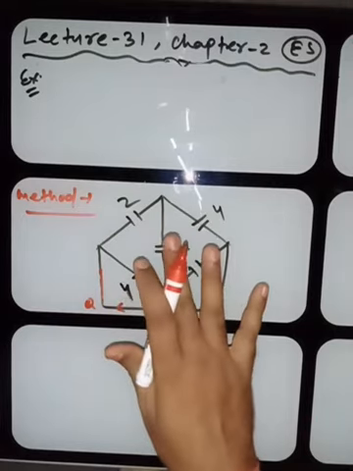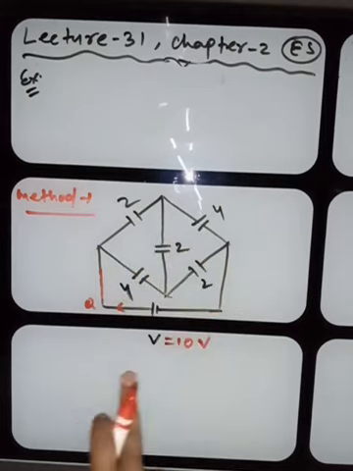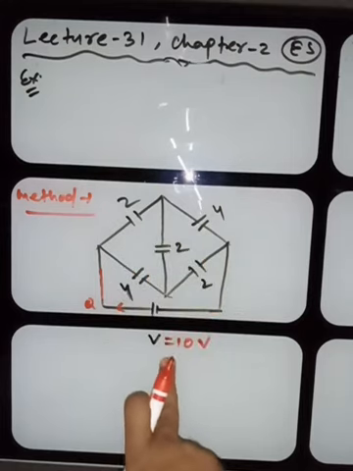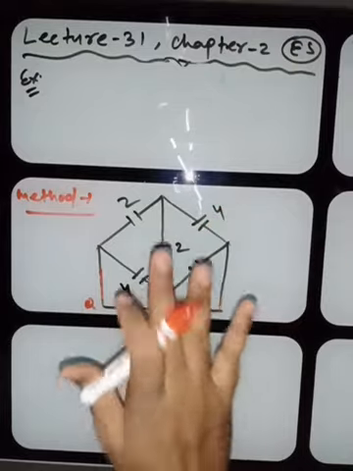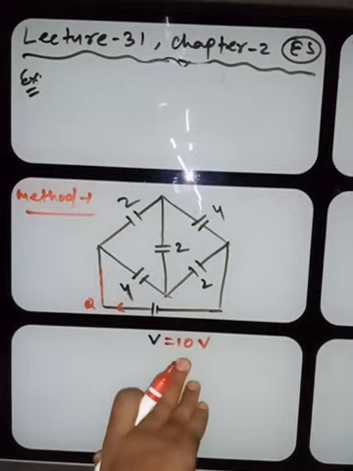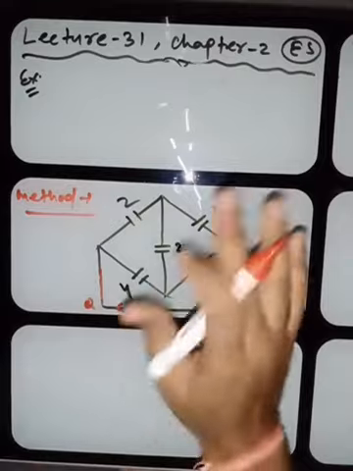If you have been asked to find the equivalent capacitance, don't worry about the potential. What should we be taking? 10 volt, 100 volt, whatever may be the potential, the equivalent capacitance is not going to change. So you can take any potential over here if the terminals are given. Don't worry about the potential.